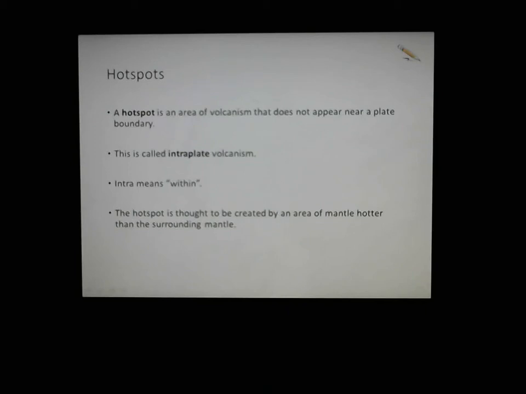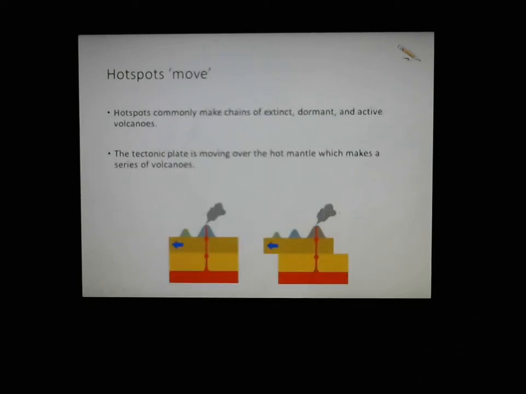And we don't know for sure because it's very hard to go down into the mantle. We think the hotspot is created by an area of mantle, that layer underneath the crust, that is hotter than the area around it, and that causes the magma to just well up in that area. And because our plates move, hotspots also look to move to our perspective. They end up making these chains of volcanoes.